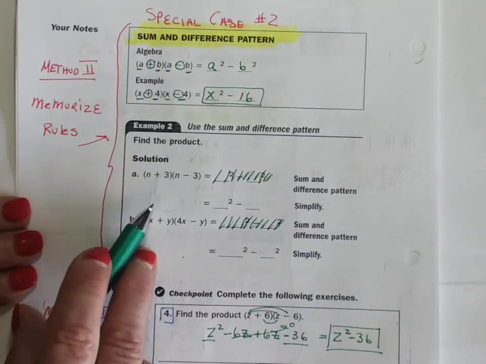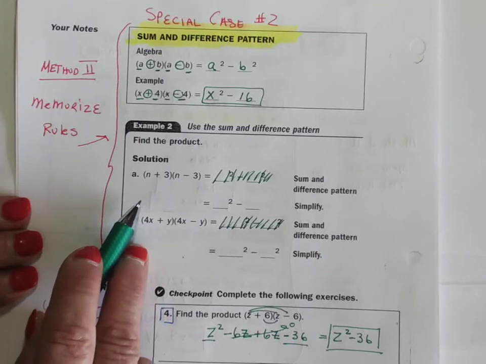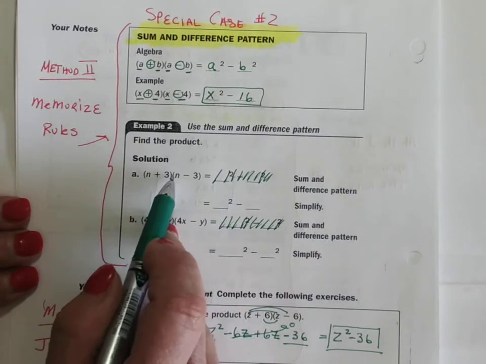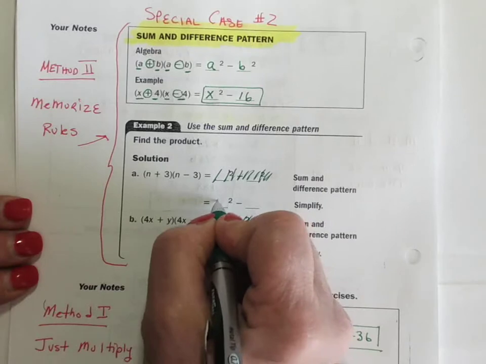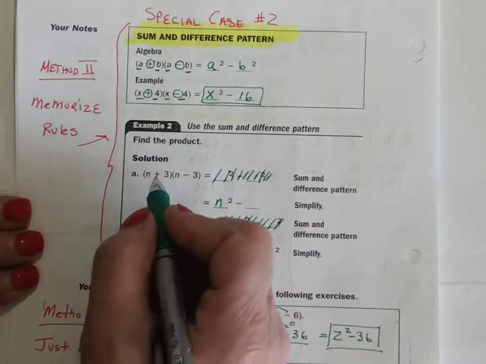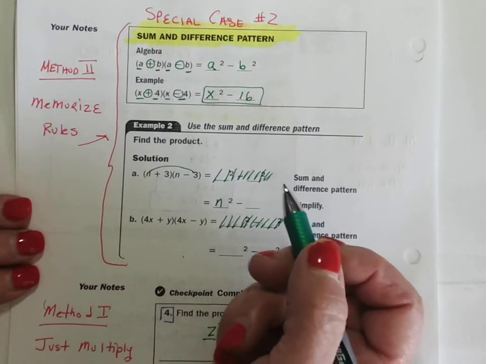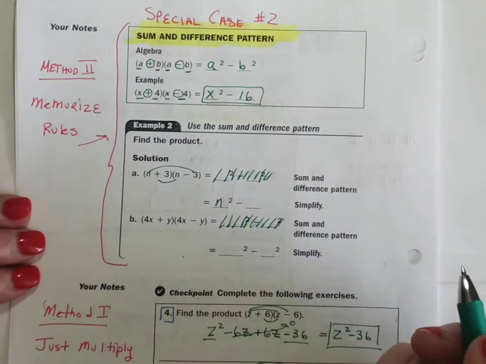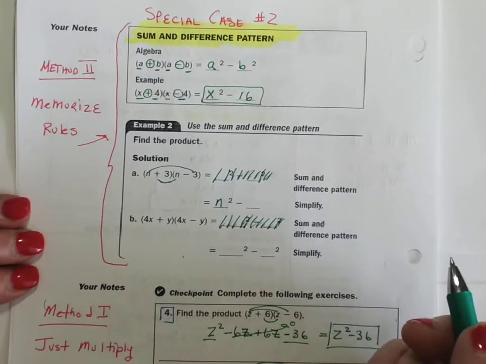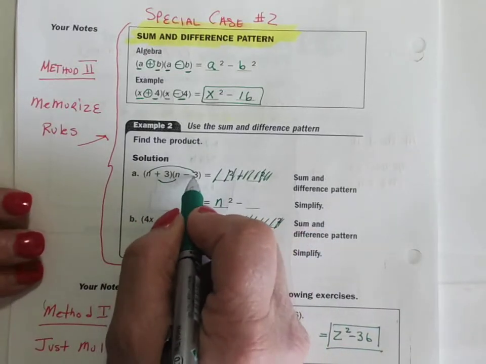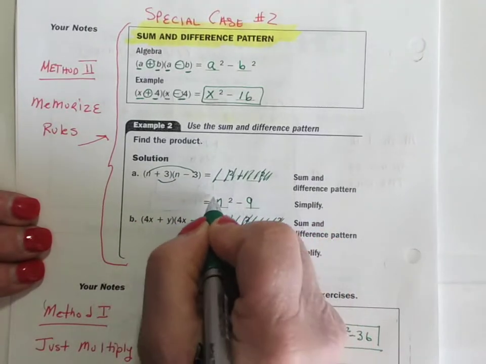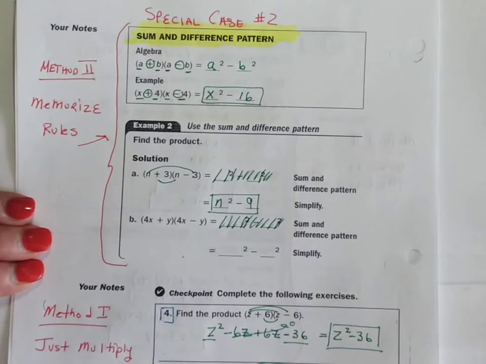Okay, I'm going to do these slightly different. I'm going to use memory bank. I got n times n. Well, that's going to give me n squared. Negative 3n plus 3n cancels out. And 3 times negative 3 is negative 9. Done.